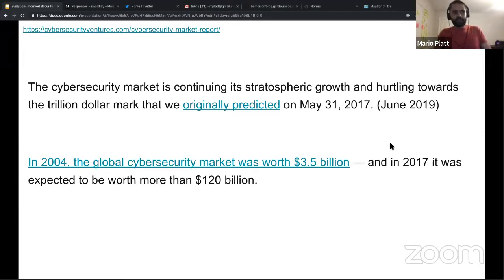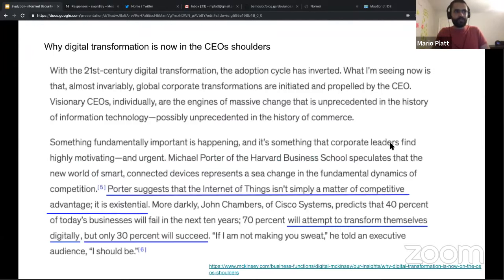So the security market is stratospheric. It's predicted to reach 120 billion. Yeah, in 2017, it was already worth more than 120 billion. So we know we're spending a lot of money.